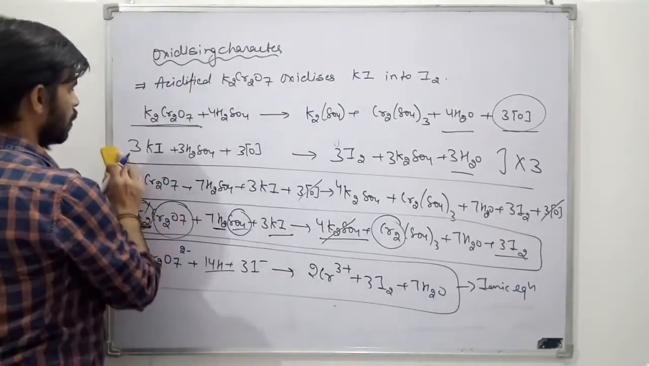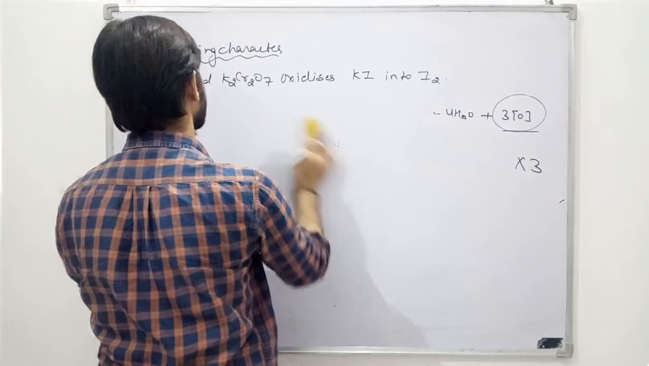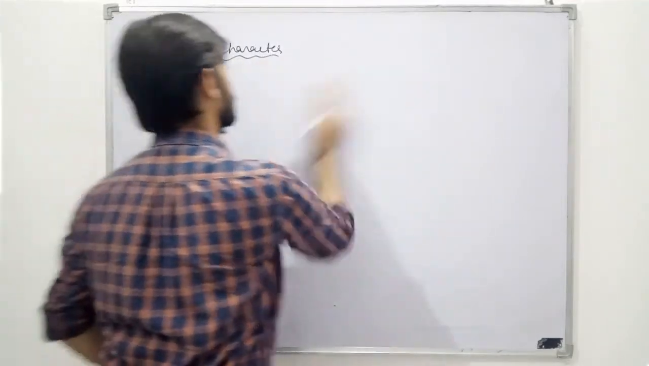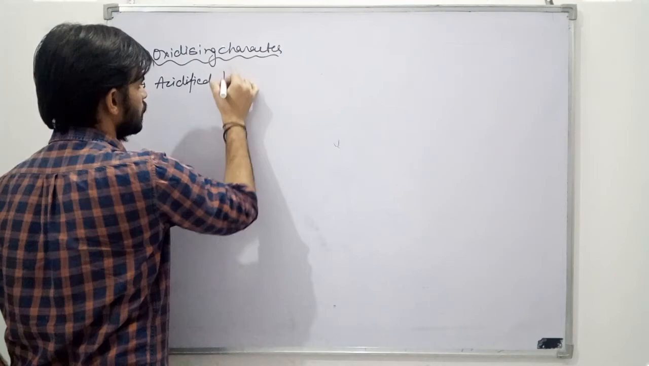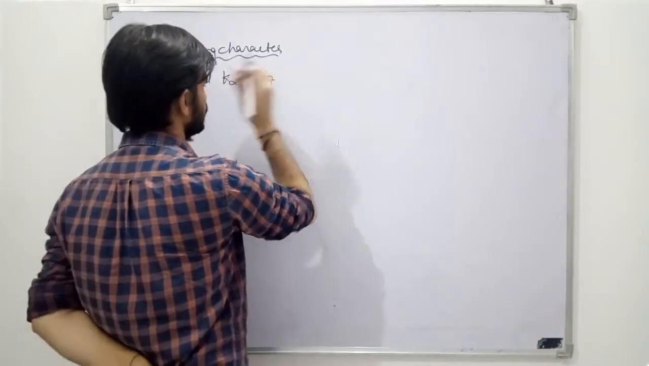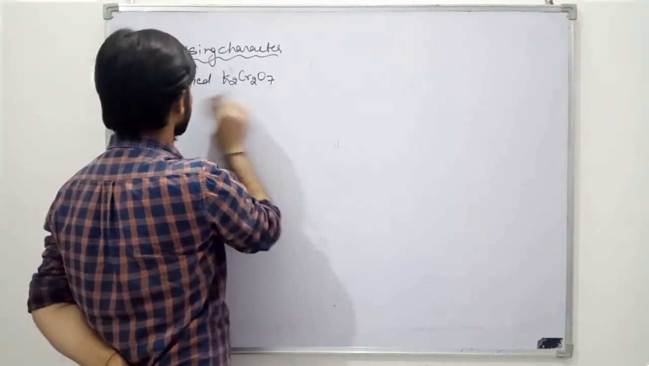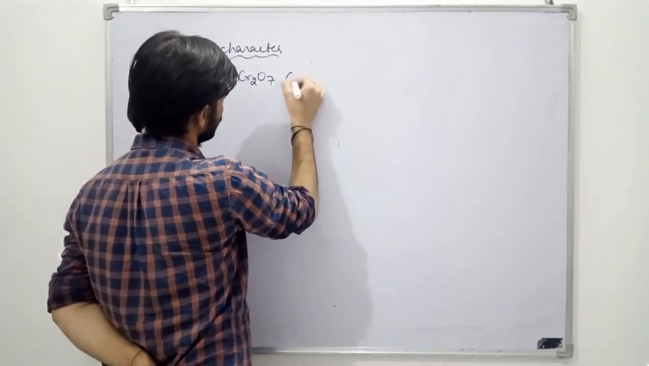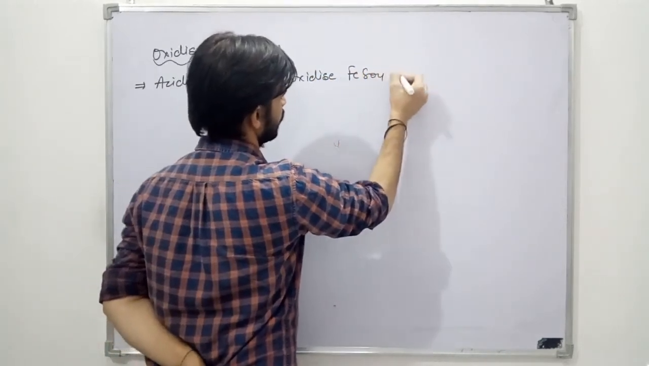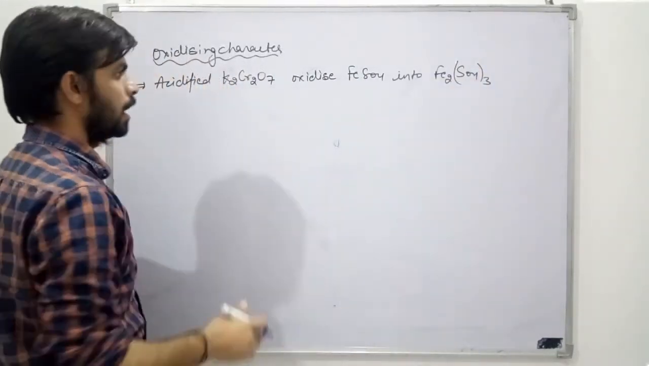We can have one more example. Acidified K2Cr2O7 when treated with, can we say acidified K2Cr2O7 converts or oxidizes ferrous sulfate into ferric sulfate. Now how will this convert?